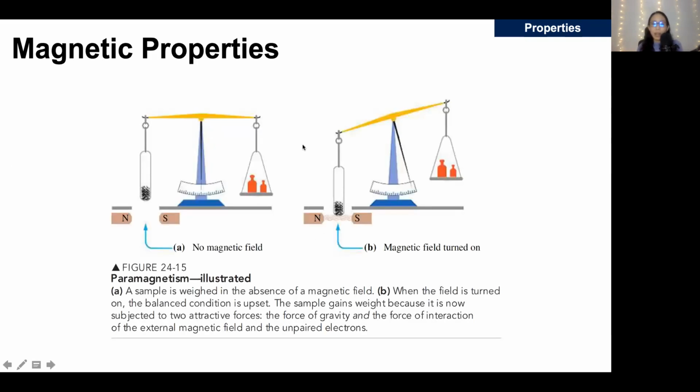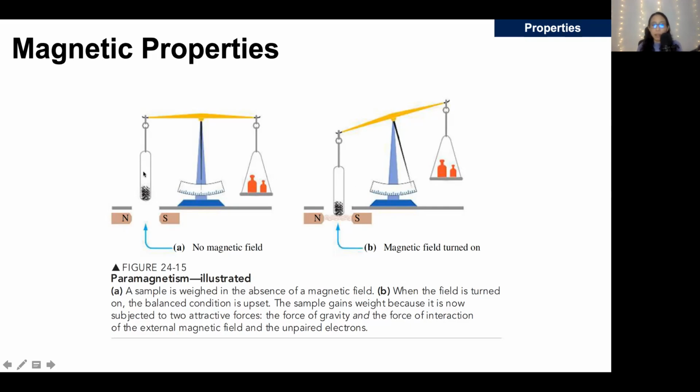Okay. So one way, this is a very old way of telling whether a material is paramagnetic or diamagnetic. You have this scale and you have your sample on one end of the scale balanced with weights on the other. And you have a magnet here. So once you turn on your magnet, if this material is paramagnetic, it must be pulled into the magnetic field because it is attracted to the magnetic field.